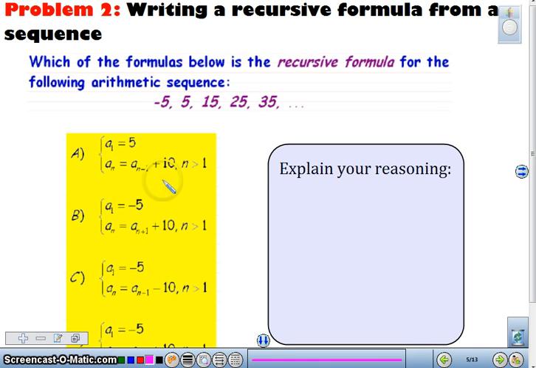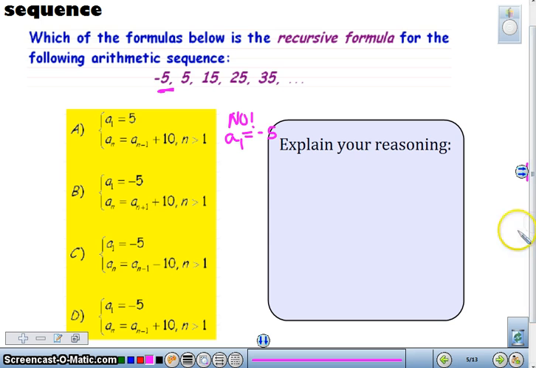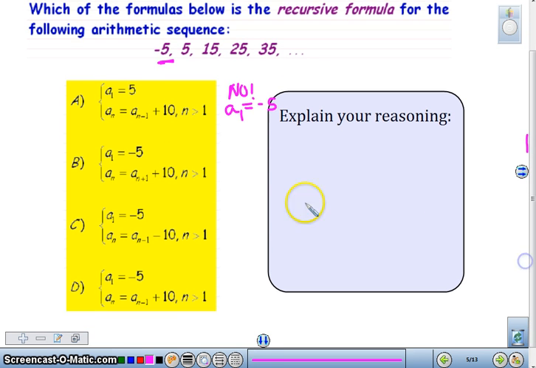So if we are looking at this, is our first term 5? So right off this one, no. Why? a_1 is supposed to equal negative 5, not 5. So we look at B. Okay, B, C, and D all have that first term. So when we look at A, B, C, and D, they all have the first term. Okay, a_n plus 1. We haven't seen that in any of our formulas. So because this is a plus 1, this one doesn't work.